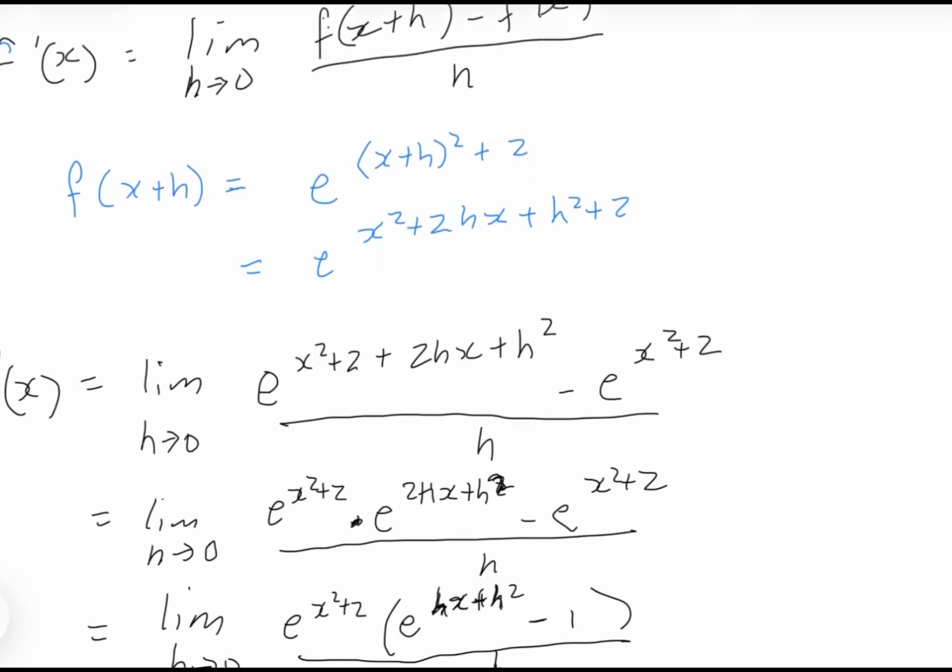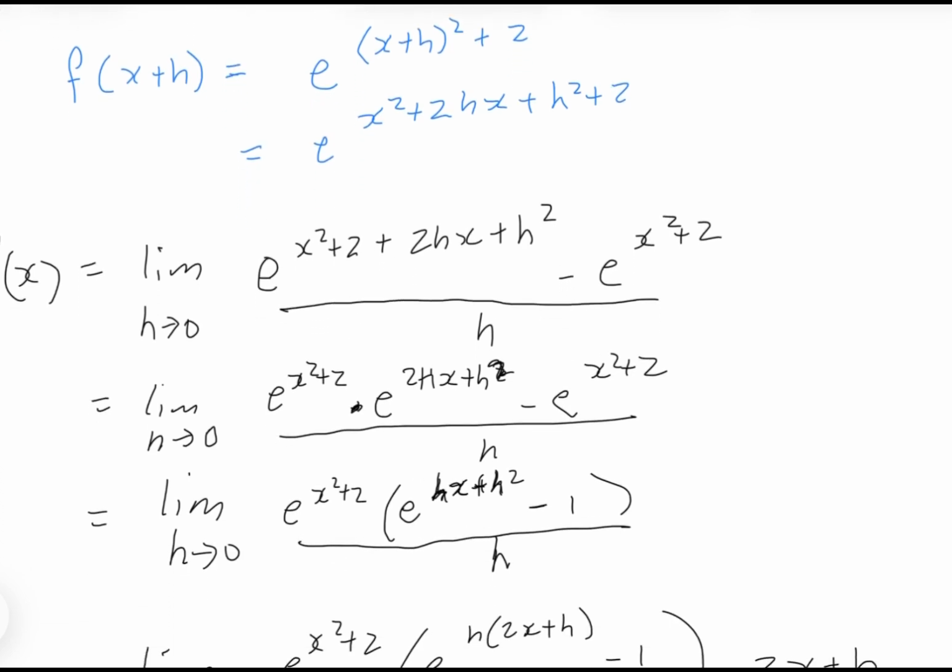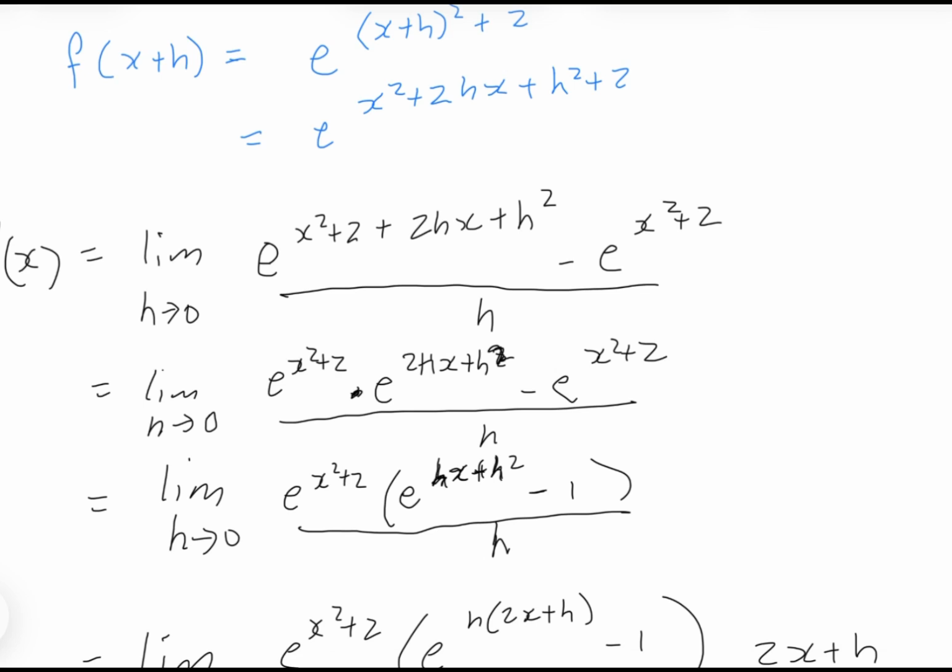The f of x plus h here will be e raised to the (x plus h) squared plus 2. That's going to be equal to, if you expand that, e to the x squared plus 2hx plus h squared plus 2. So then the f prime of x, if we substitute those into your f prime of x formula, it's going to be equal to the limit as h approaches 0 of e to the x squared plus 2 plus 2hx plus h squared minus e to the x squared plus 2 all over h.